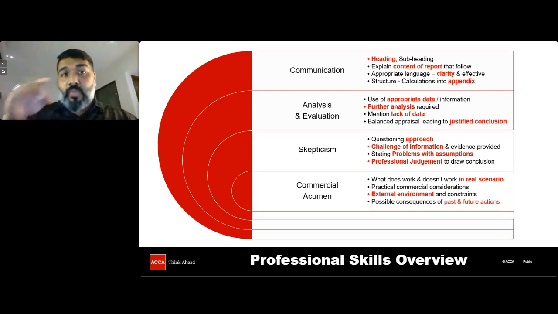Have I explained what the report is going into? Have I ensured clarity? Have I put things in the appendix? Am I using the correct data? Have I written about the further analysis? Have I mentioned whether something is missing in the question? Have I given a one-sided or a justified conclusion?